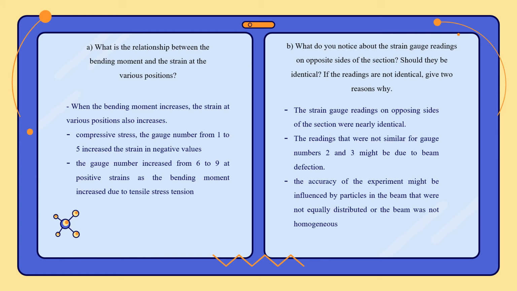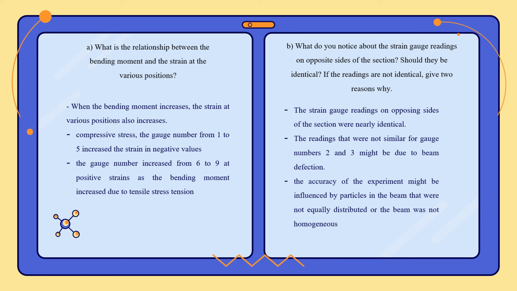They were compressed by the compressive stress. The gauge numbers from 1 to 5 increased the strain in negative values. Following that, gauge numbers 6 to 9 increased at positive strains as the bending moment increased due to tensile stress. As a consequence, the strain value will be positive or negative depending on the direction of the bending moment and whether the region is compressive or tensile.